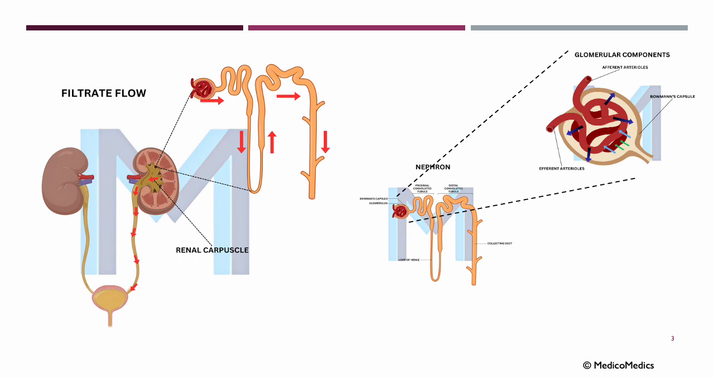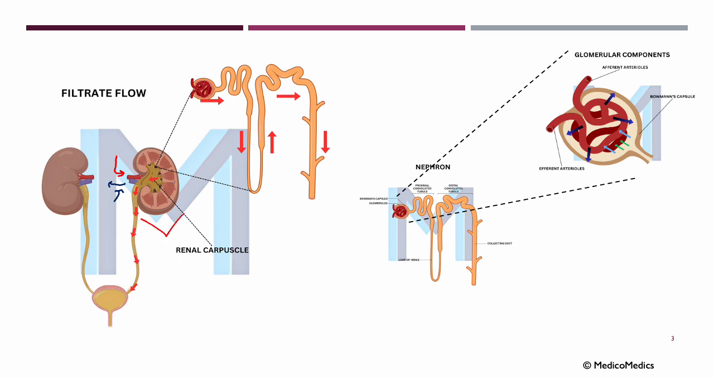Now, let us just briefly revise some anatomy here. So we have our renal arteries. These bring oxygenated, unfiltered blood from the aorta into the kidney for filtration. Naturally, we also then have our renal vein, which carries filtered, deoxygenated blood away from the kidney and to the inferior vena cava.